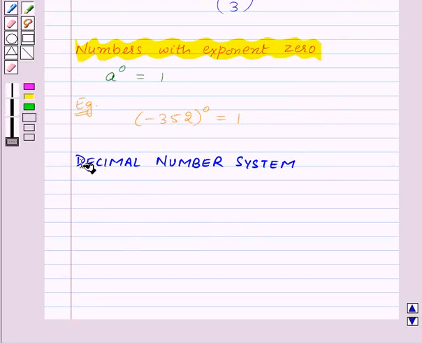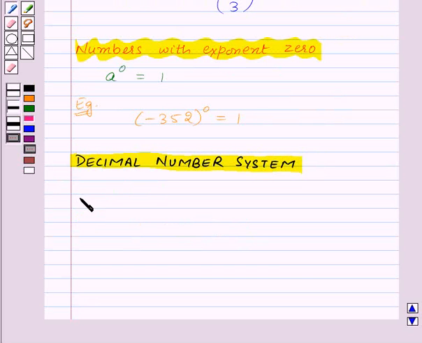Let's move on to our next topic, decimal number system. We have already learnt to write a number in expanded form using exponential form, that is, the number 32547 can be written as 3 into 10 raised to the power 4 plus 2 into 10 raised to the power 3 plus 5 into 10 raised to the power 2 plus 4 into 10 plus 7.